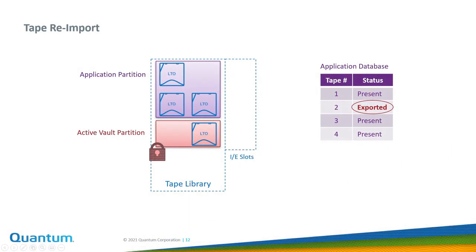When media in the ActiveVault is needed again, the admin simply instructs the library to move the required tape back into the IE slots, and the application can import it from there as usual. Library admin accounts are protected with multi-factor authentication, so this process is extremely secure from remote attack.